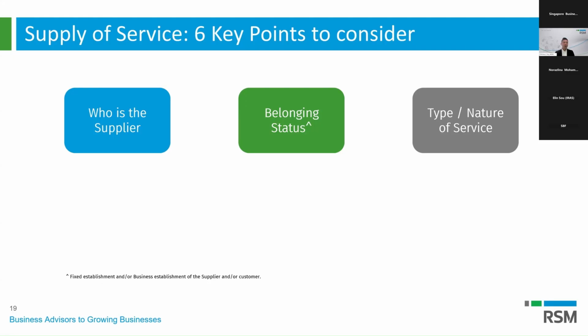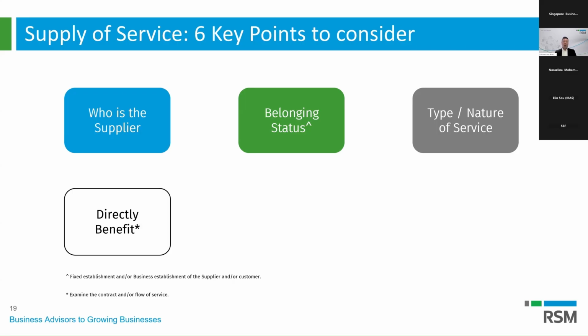Is it a goods or is it a service? Particularly if it's a service nature, what type of service are we doing? Is the service directly benefiting the contract party? Because again, as you have also heard from Eileen, the speaker from IRAS, the direct beneficiary could be the same party who signs the contract with you, or it could be another party. We need to then look at the contract as well as the flow of service.